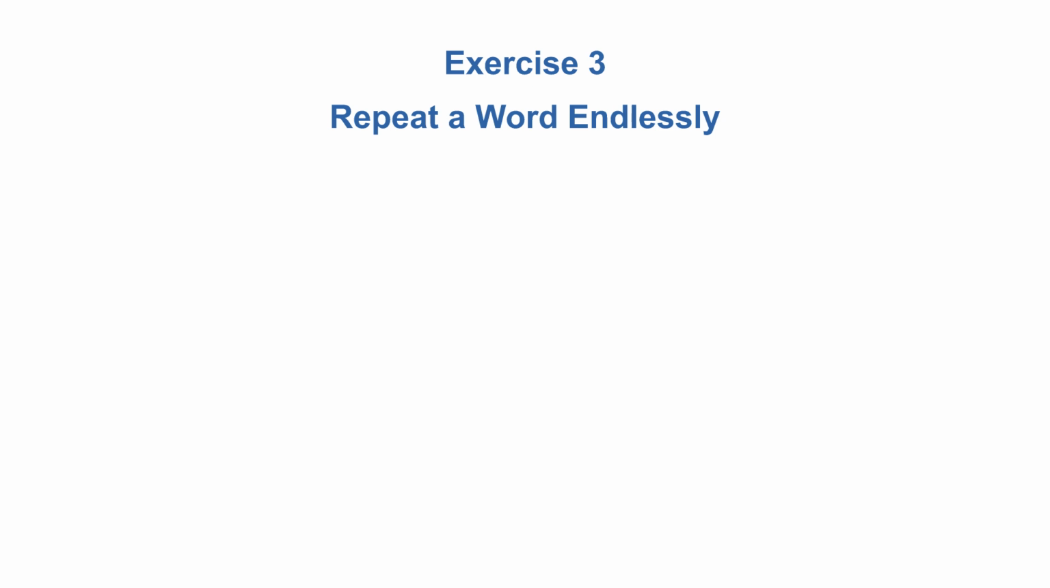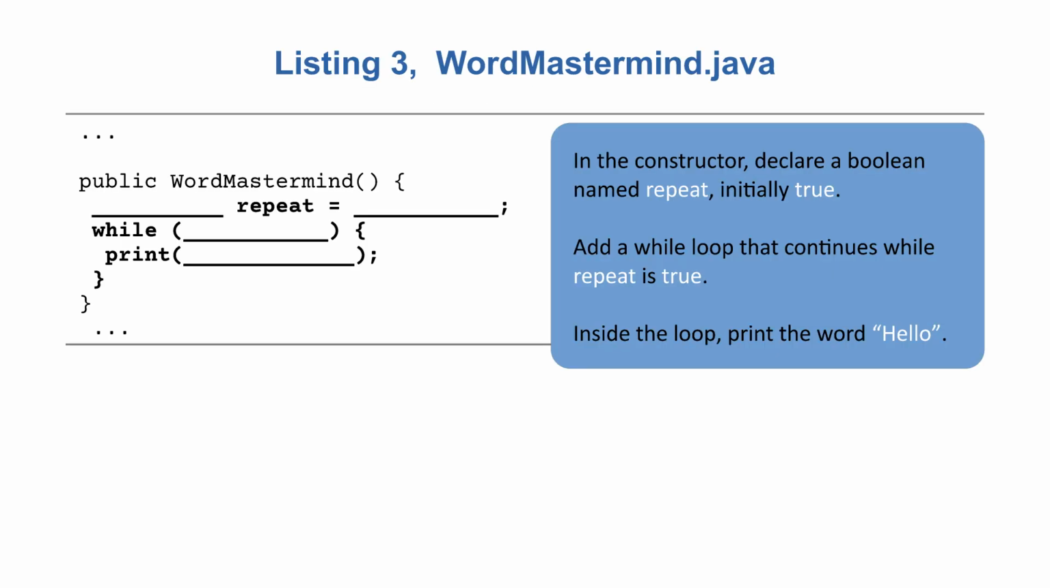Next, let's add a loop that will eventually control program flow. For now, we'll just have the loop repeat a word endlessly. Exercise 3. Repeat a word endlessly. In the constructor, declare a Boolean named repeat, initially true. Add a while loop that continues while repeat is true. Inside the loop, print the word hello.